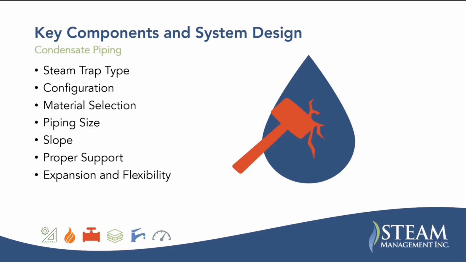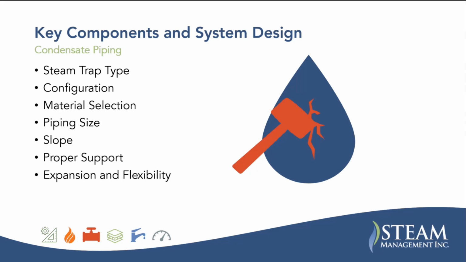Slope of the line, you want the condensate piping to be sloped back towards the collection point or the condensate receiver to ensure proper drainage. 1% or 1/8 inch per foot is a typical slope for condensate piping. Proper support. So you want to ensure that condensate piping is adequately supported and anchored to prevent sagging or stress on the pipes. That also helps maintain a correct slope so they don't get dips in the piping, which lead to corrosion and also water hammer.